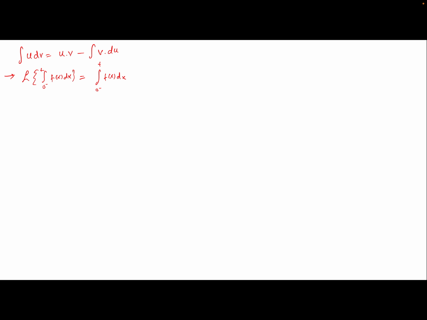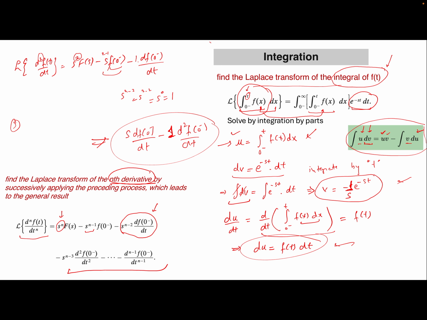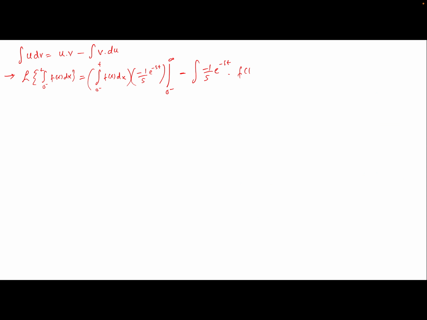And then v was minus 1 over s e raised to power minus st, and this should be computed again at 0⁻ and infinity, and then negative integral of v, which was minus 1 over s e raised to power minus st, times du, and du was f of t dt. The great thing is that once I do this expression, I can already see that this term and this term are going to make my life easier.